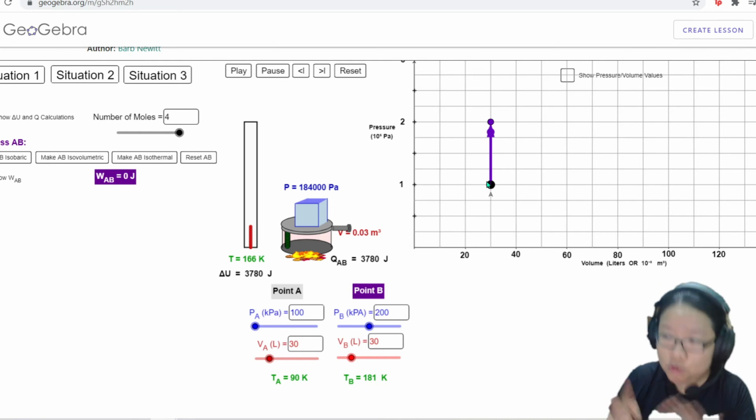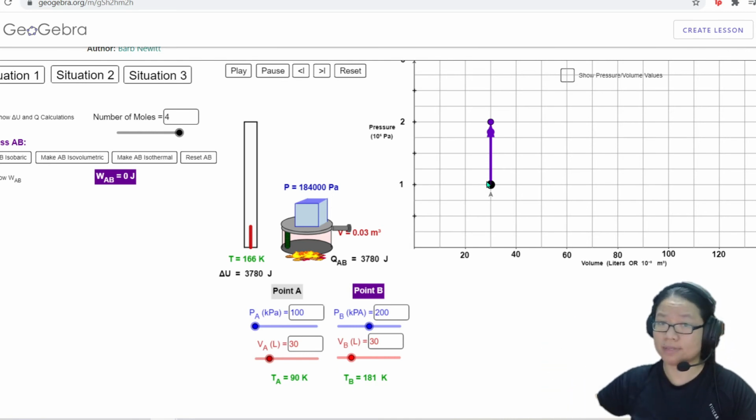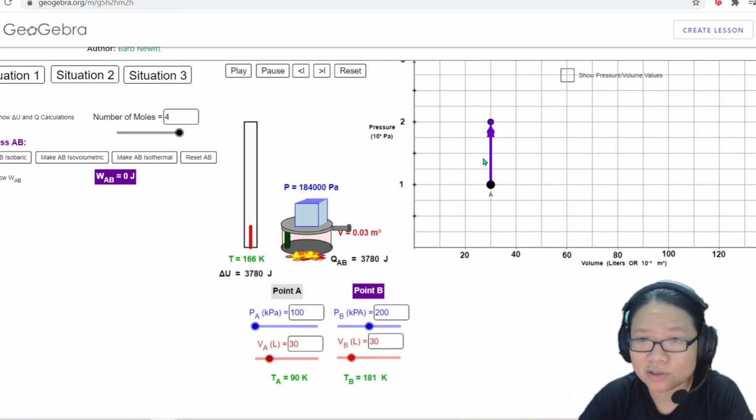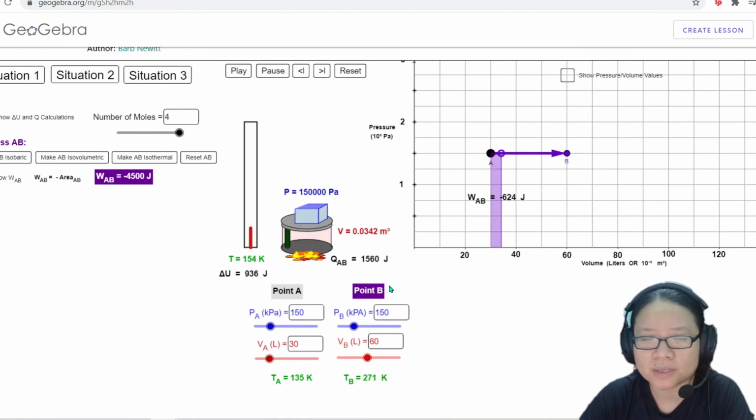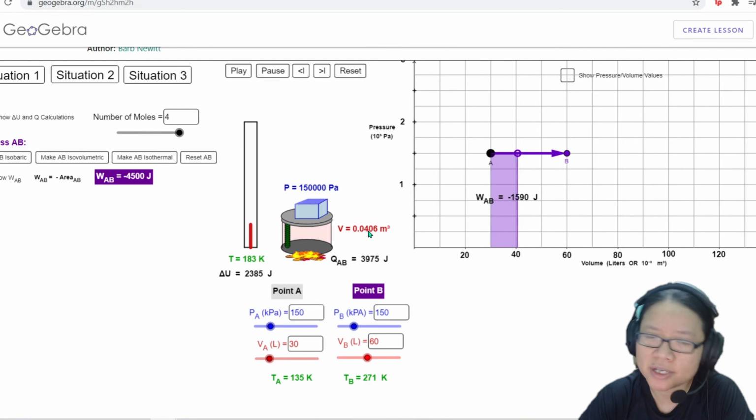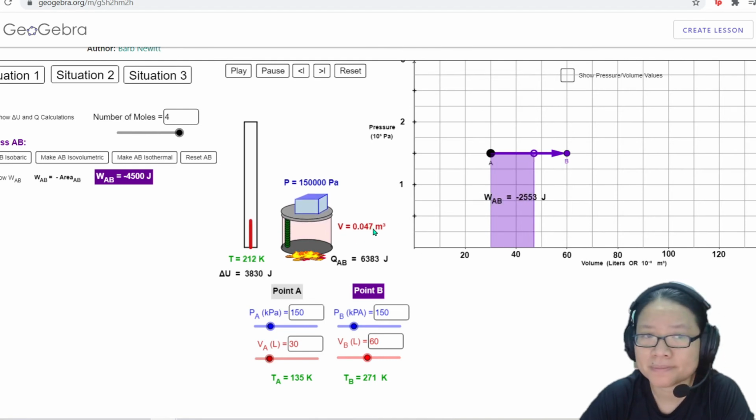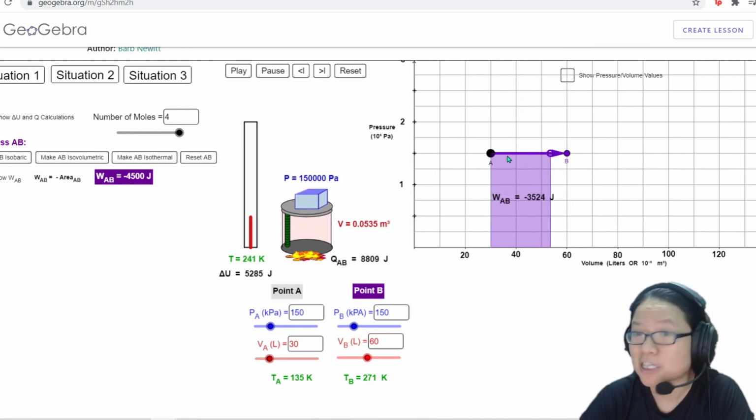Okay, because you need to push against something for work done. In this case, you're not pushing against anything. Volume is the same. Okay, pressure increases. Let's look at situation 2. Here, same scenario, I heat up the gas, but you can see the volume is climbing. Okay, so this is expansion.